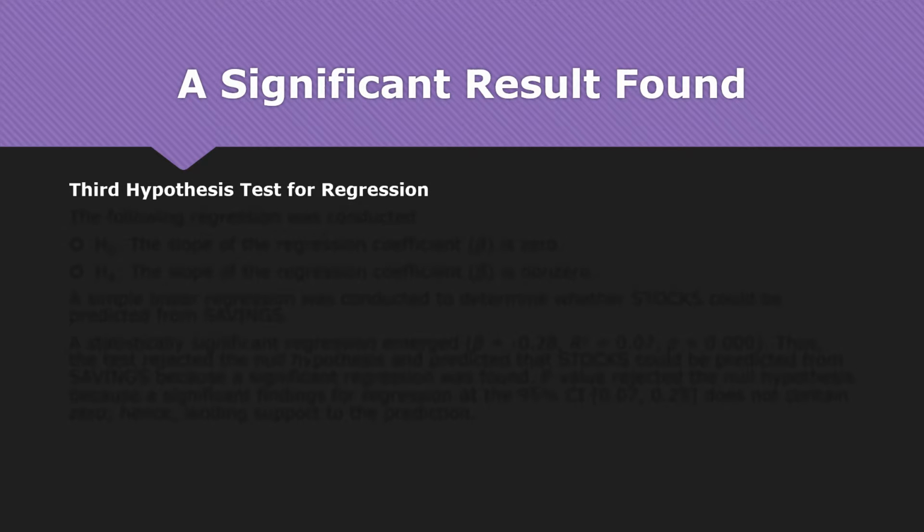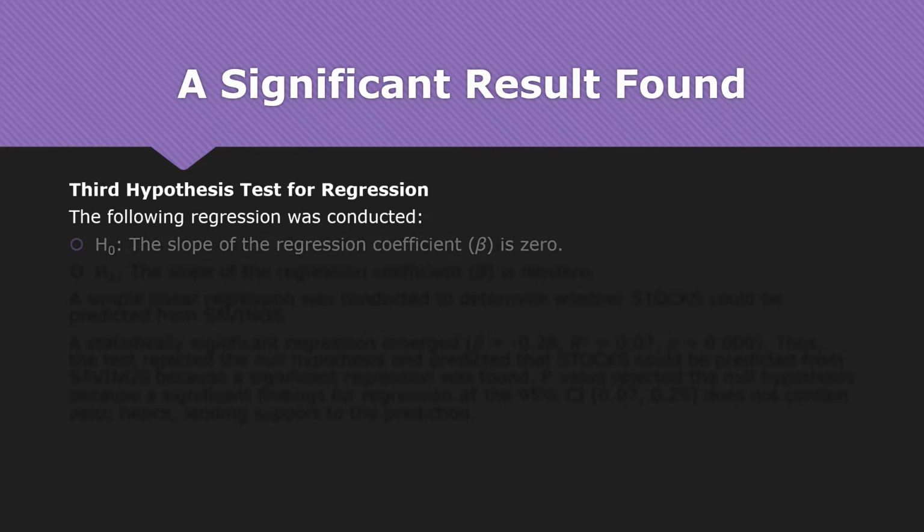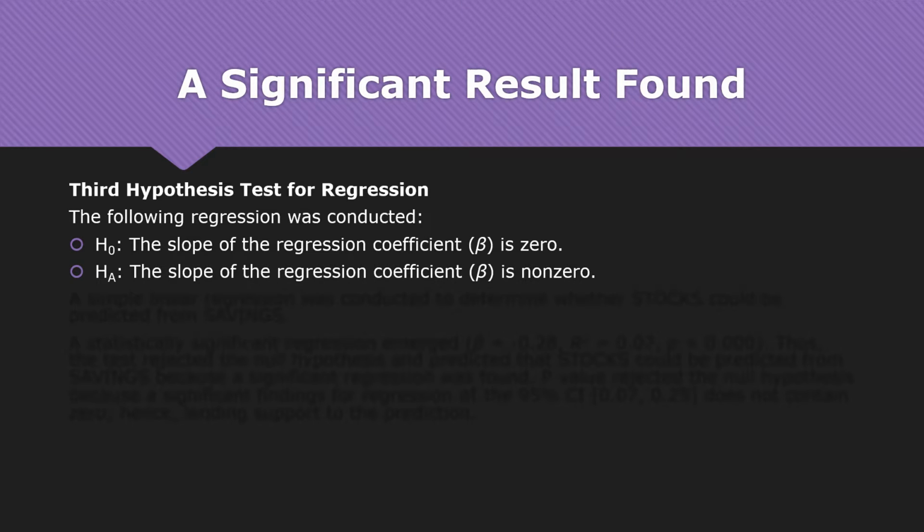A third hypothesis test for regression: a significant result found. The following regression was conducted. The H0: the slope of regression coefficient beta equals 0. The alternative: the slope of regression coefficient beta is non-zero.